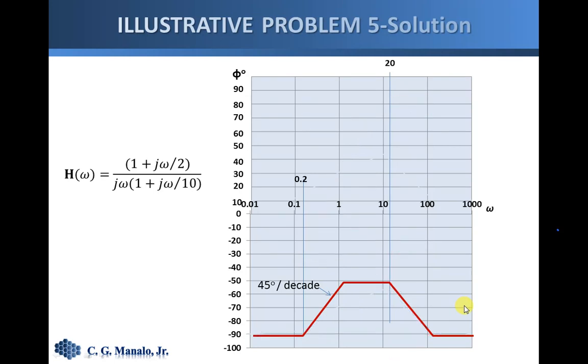Okay, so that would be the result of the phase straight line Bode plot.